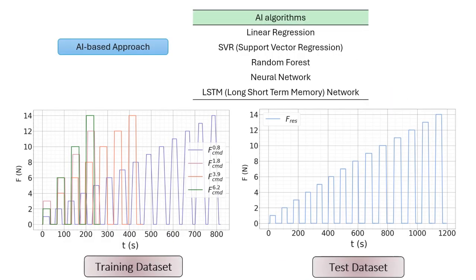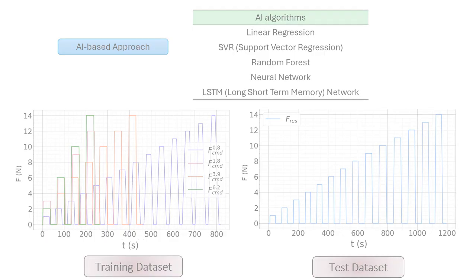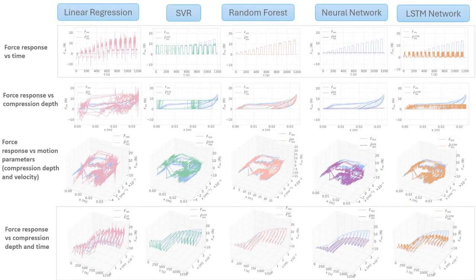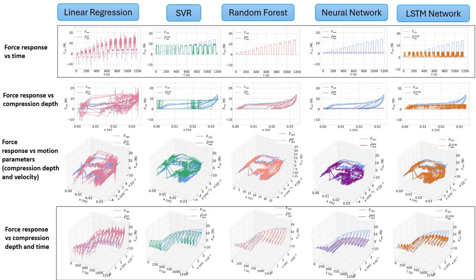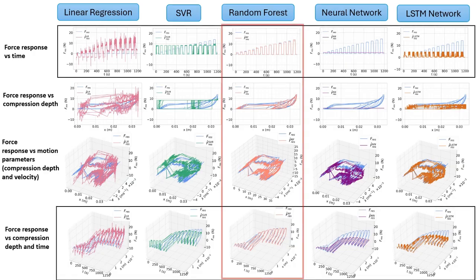AI algorithms considered include linear regression, support vector regression, random forest regressor, deep neural network, and LSTM recurrent neural network. Data with different ramp rates were used as the training and test datasets. The predicted force response generated by each AI algorithm was compared with the actual force response, which is represented in blue. It seems that the results of the random forest algorithm demonstrated a closer alignment with the actual force responses compared to the other algorithms.